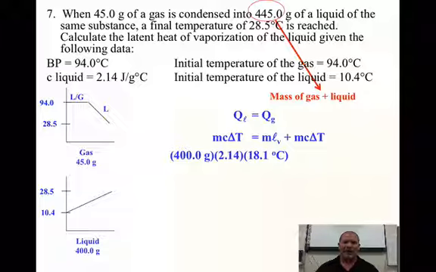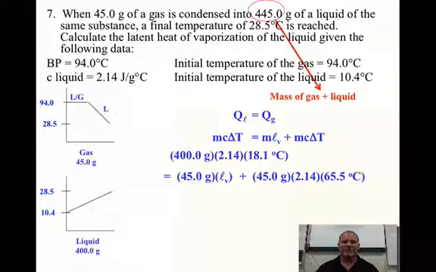Now my water, 400 grams, I knew the specific heat of the liquid, and I know its delta T. The mass of my gas started at 45 grams. I'm going after latent heat of vaporization. That is my X. But then when I do MC delta T, pay attention to this. I have the mass here, but now it's in the liquid. So I'm going to assume the density of the liquid, and then I'll just calculate the delta T, which is the difference between 94 and 28.5. Again, my X is my latent heat of vaporization, so I just have to isolate X. It ends up equaling 204 joules per gram.